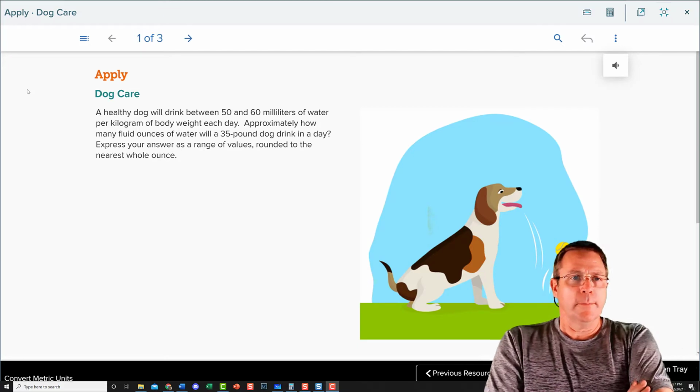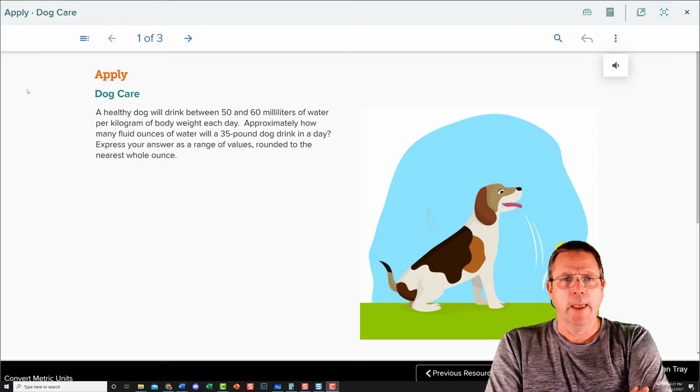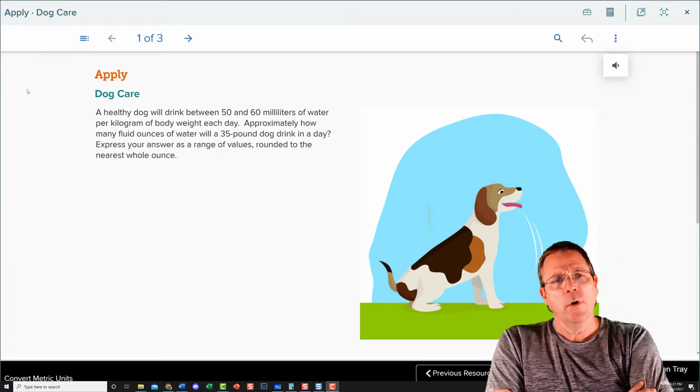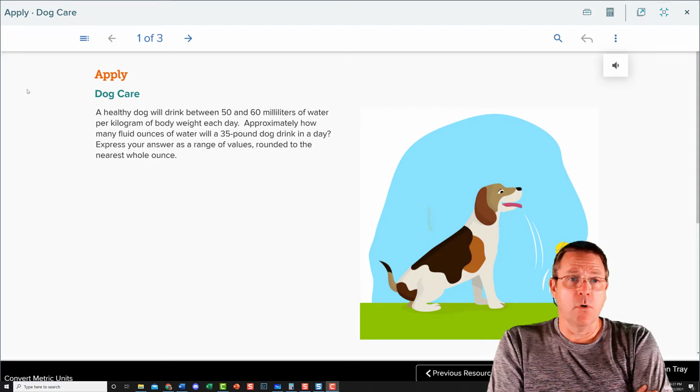Let's try another one. A healthy dog will drink between 50 and 60 milliliters of water per kilogram of body weight per day. Approximately how many fluid ounces of water will a 35-pound dog drink during the day? Express your answer as a range of values rounded to the nearest whole number.